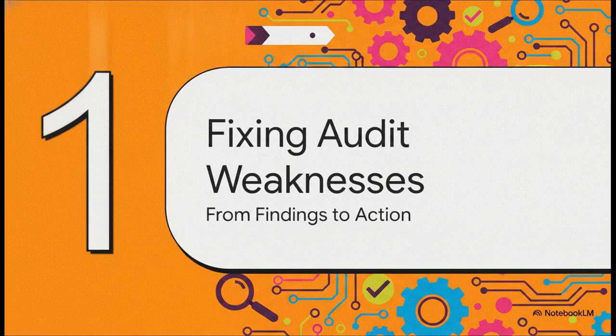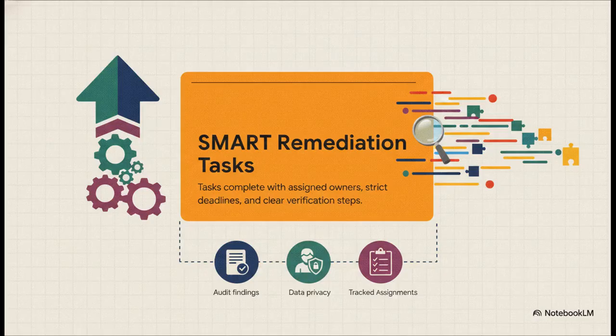All right, moving on to fixing your audit weaknesses, from findings to action. Let's look at the actual mechanics of bridging that gap. We absolutely need a reliable way to translate those static audit reports into real momentum. So we will show you how to turn your findings into smart remediation tasks. Instead of some vague bullet point in a 70-page document that just says improve data privacy, we're creating actionable, tracked assignments. These are derived directly from your audit findings, and they're engineered to systematically resolve those vulnerabilities, step by step.